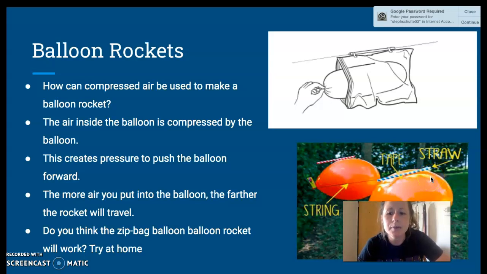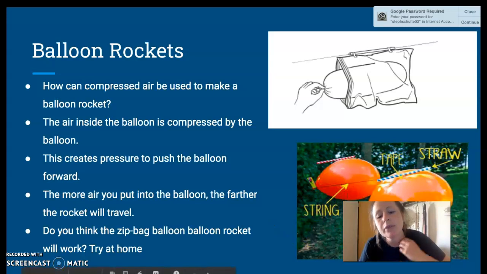The air inside the balloon is compressed by the balloon. The balloon is holding all this air in. It's in there tight. It's compressed. It has all the air particles. This creates pressure to push the balloon forward. The more air you put into the balloon, the farther the rocket will travel. So there's pressure inside, and when you untie it, it's going to push forward because of all the air pressure.